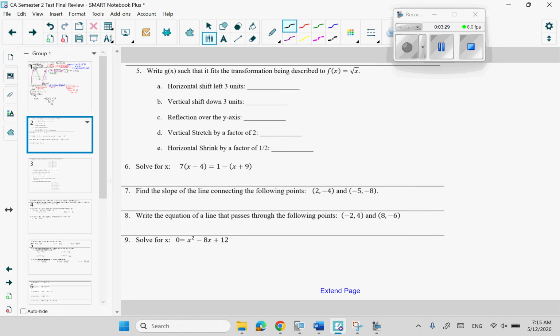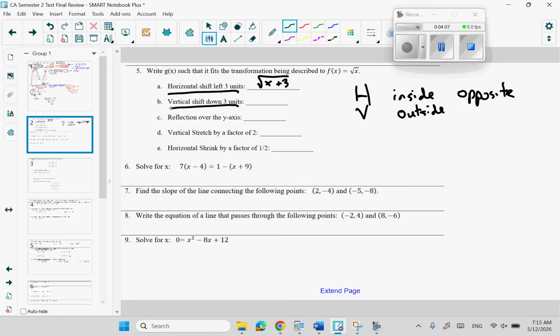Right? g of x such that the transformation is being described. So remember that horizontal is inside and opposite of what you think it should be. Vertical is outside. So this is horizontal shift left 3 units. So left, I'm going to have to do x plus 3 on the inside. Because left goes to negative, we have to add 3. Vertical shift down 3 units.